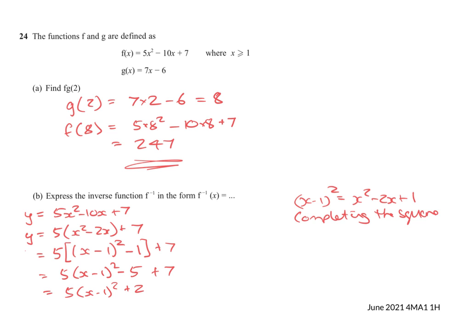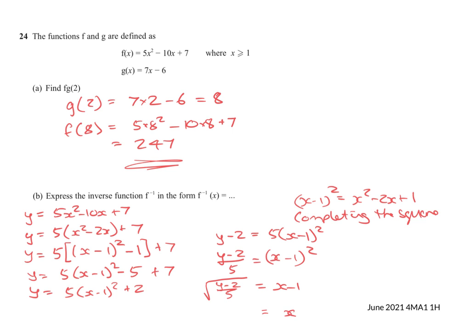Now we know that this is y equal to, I should have probably written it all the way down. So let's now start rearranging this. We're going to get y minus 2 equals 5(x minus 1) squared. Then I can divide by 5. So (y minus 2) divided by 5 equals (x minus 1) squared. So x minus 1 will be equal to the square root of (y minus 2) over 5.